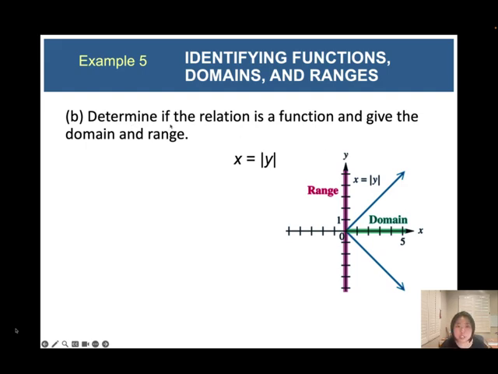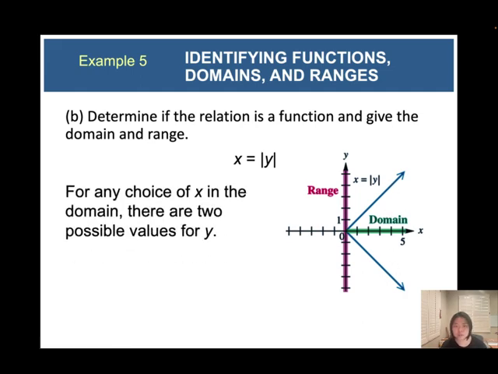Oh, and also we need to determine if this relation is a function. So we're going to use the vertical line test. We draw the vertical line here. We're going to intersect more than one point. So this is not a function. Okay, not a function.